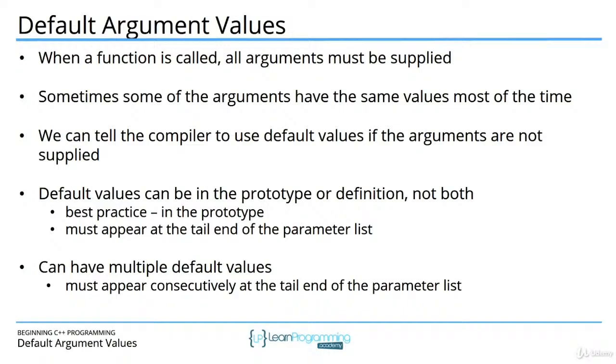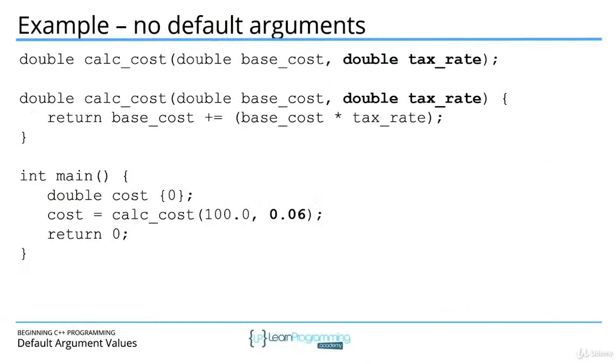Default arguments must appear at the tail end of the parameter list. We can also have multiple default arguments. Let's see an example that demonstrates default arguments. In this example, we have a function with no default arguments. In the next slide, we'll modify it so it does have a default argument.